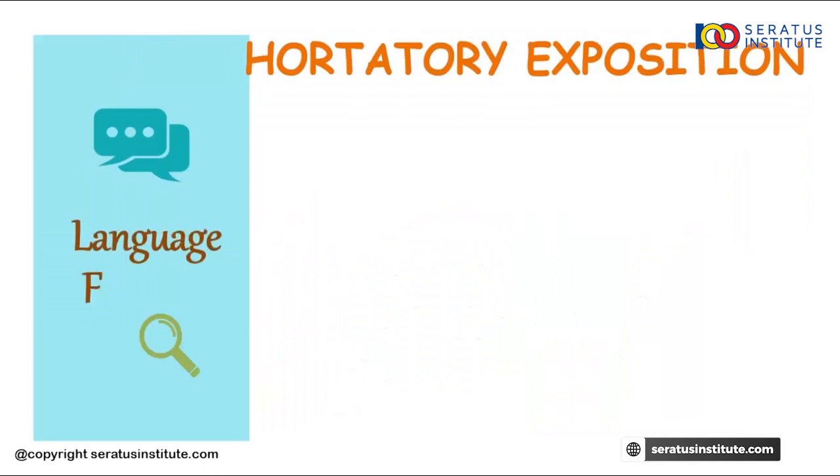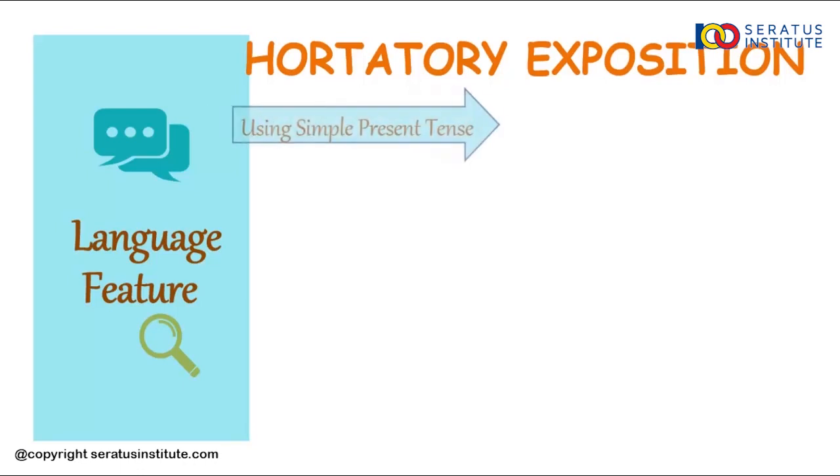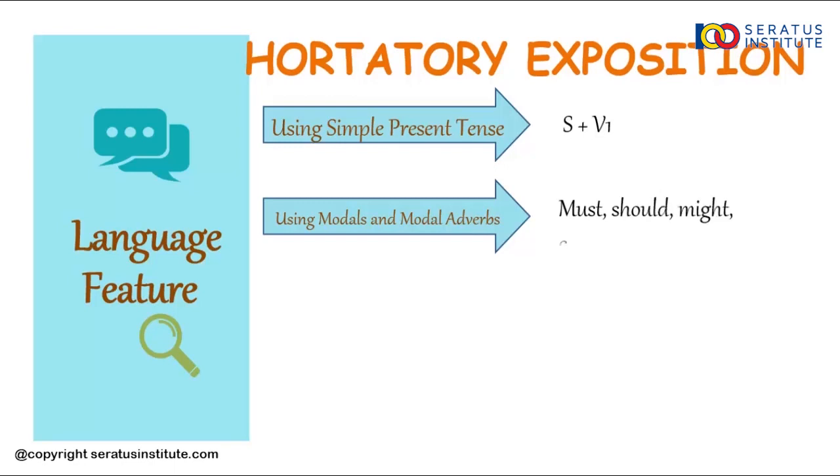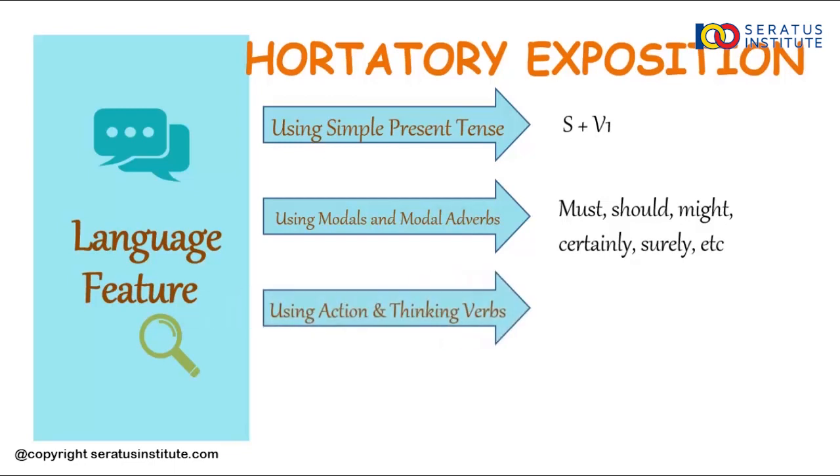Now we have language feature of hortatory exposition atau unsur kebahasaan yang biasanya ada di hortatory exposition. First is using simple present. Subject plus verb 1. And the second is using modals and modals adverbs. Like must, should, might, certainly, surely, and etc. The third is using action and thinking verbs.